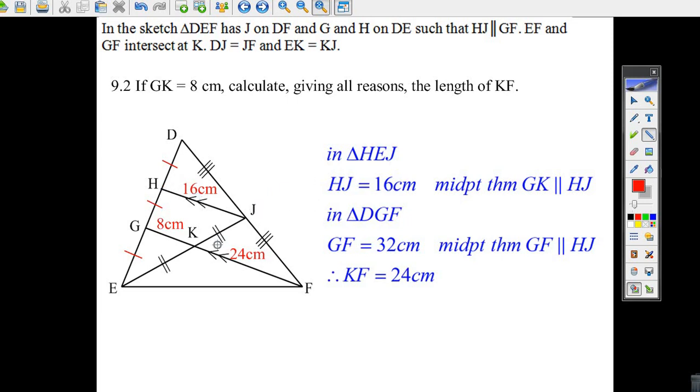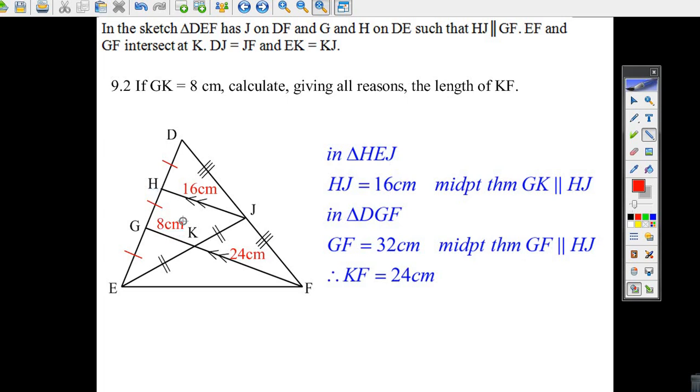But now, let's look at this other triangle. Let's look at the triangle DGF. See that big triangle there? If that's 16 there, that goes to a midpoint. This one's got to be twice as much. It's got to be 32 for the same reason. The midpoint theorem says the line at the bottom is always twice as big as the line going across if it goes to a midpoint. That's the midpoint theorem. So we know GF is 32 because of the midpoint theorem, because GF is parallel to HG and it goes to the midpoint.